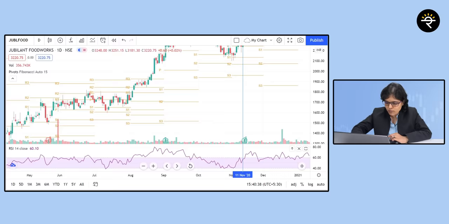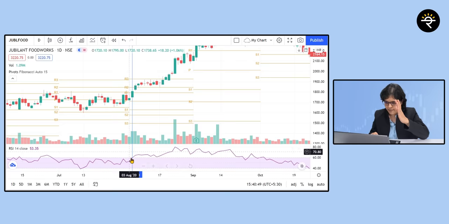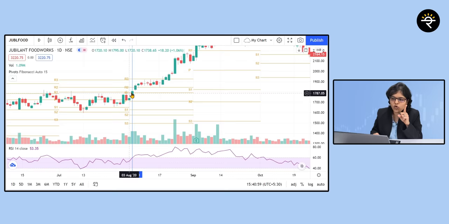Okay, now which is this point? This is the point when 60 has been hit. Okay, so again, I'm just drawing Alt V here, vertical line. This is where the 60 point has been crossed. Now if you see here, just one day before, pivot has been honored. And the stock tried to go up but did not close at R1. It came down again. So it was not able to close above R1. What happened on the next day?